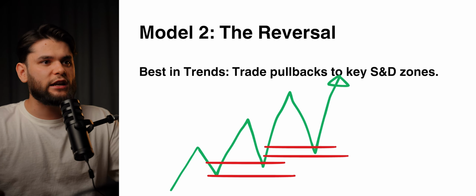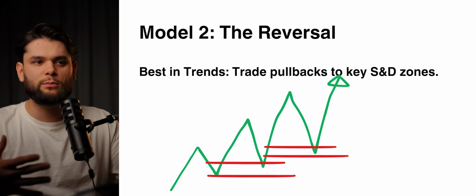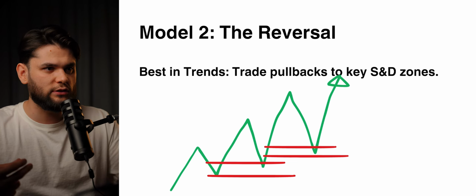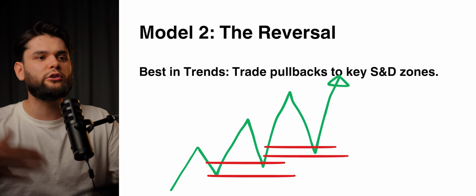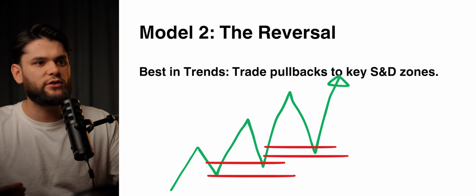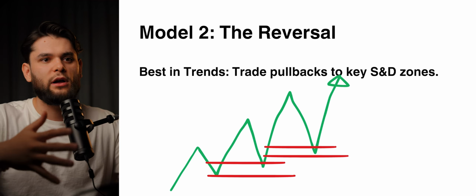Now let's move to the second universal model, trading the reversal. This is basically about trading the supply and demand zones. This method works best in trendy market conditions. As you know, when we are riding a trend, you have to wait for the price to pull back and then catch the reversal in the direction of the trend from the key supply and demand zones.